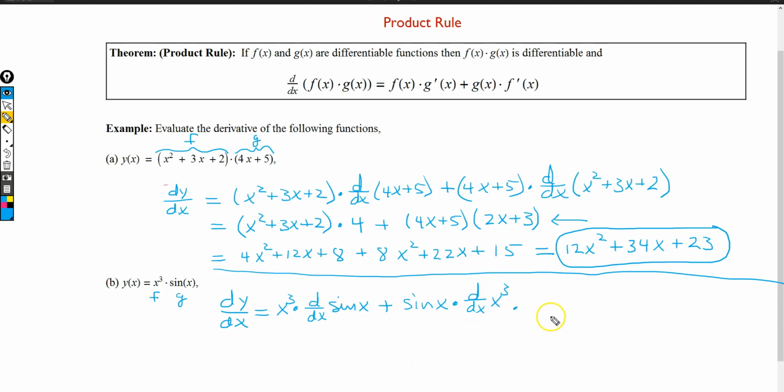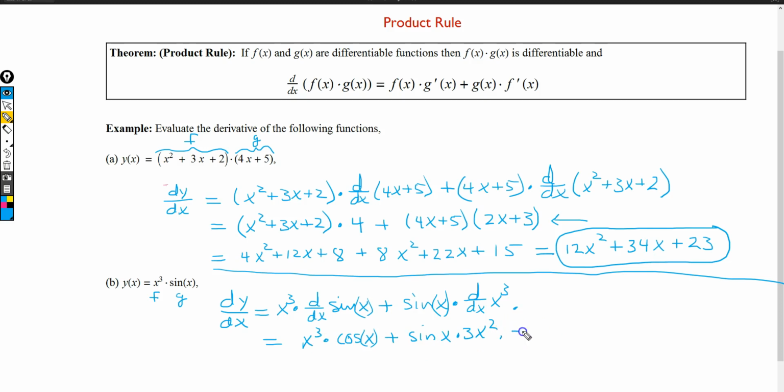Now we just have to evaluate our derivatives. So it's going to be x cubed times cosine x, put our parentheses around there, plus sine x times the derivative of x cubed, which is 3x squared. And that's really as far as we can simplify it.